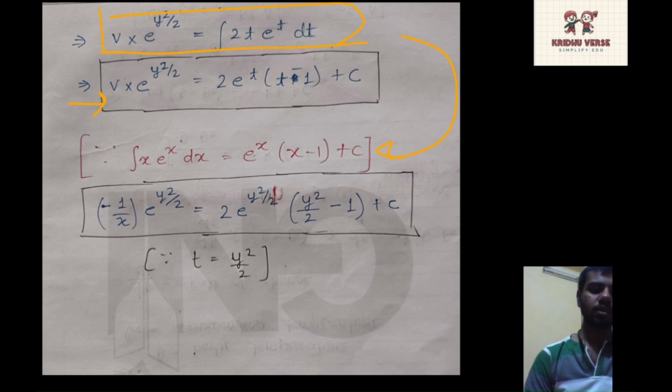So now we are substituting the value of b in this last equation. In this equation, substituting the value of b, that is minus 1 by x. And initially, if you go back and check, we took t equal to y square by 2, so we keep that value. So minus 1 by x e power y square by 2 equals 2 e power y square by 2 in bracket y square by 2 minus 1 plus c. This is our final solution of this differential equation.